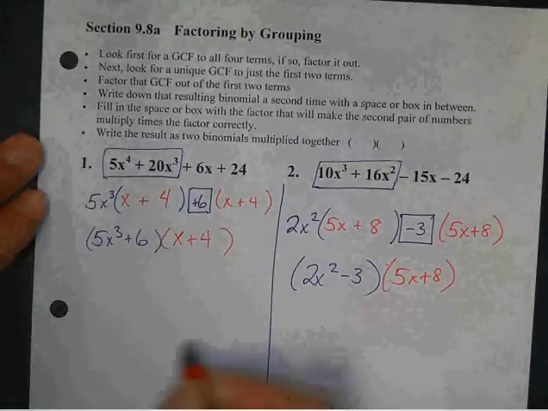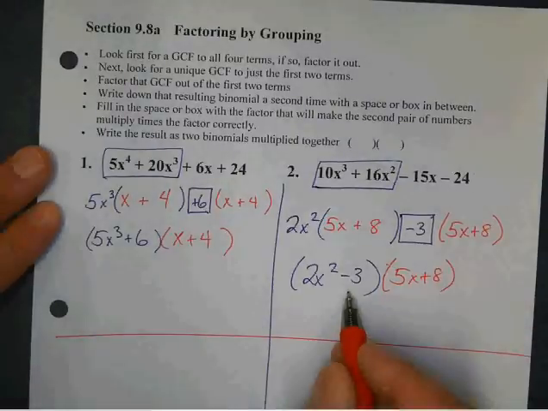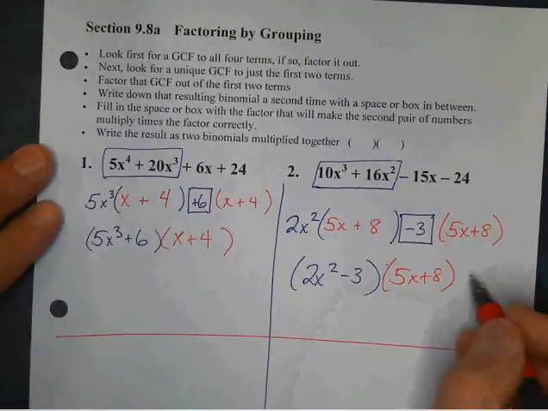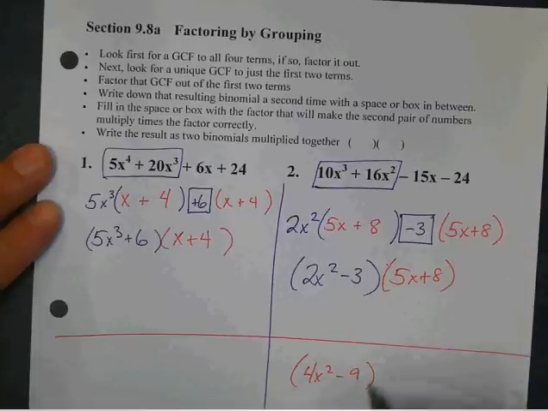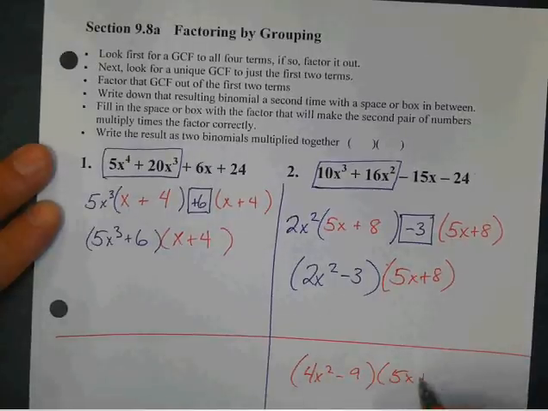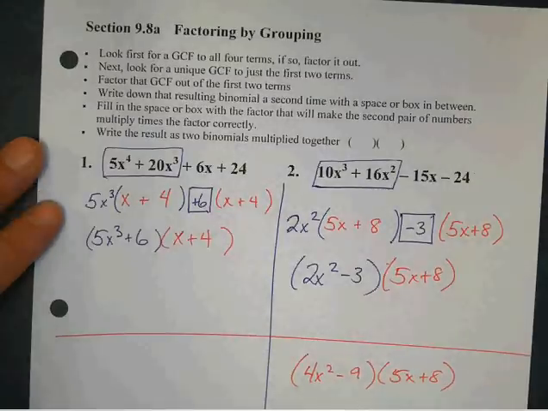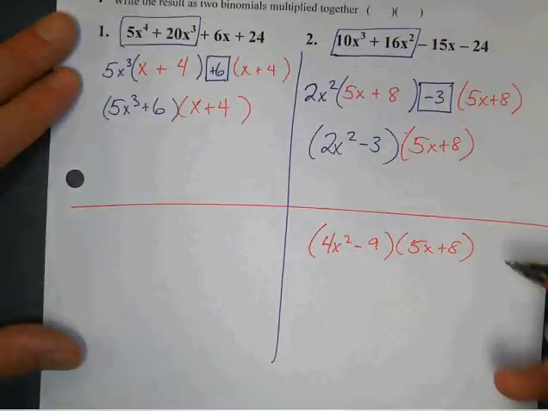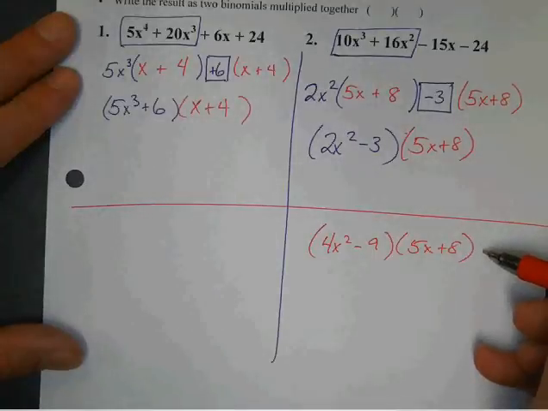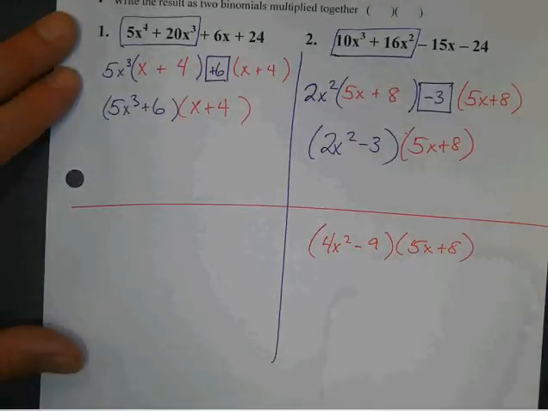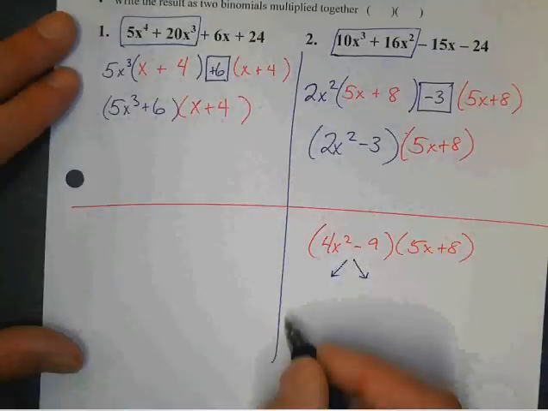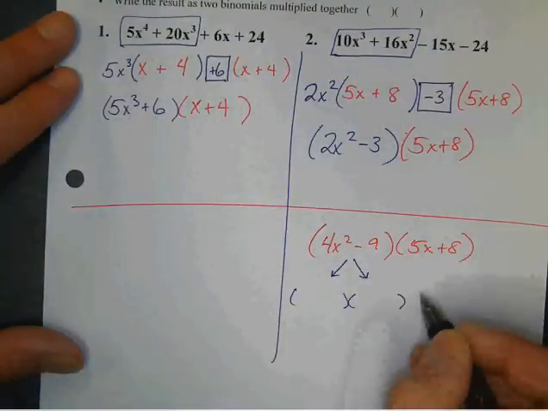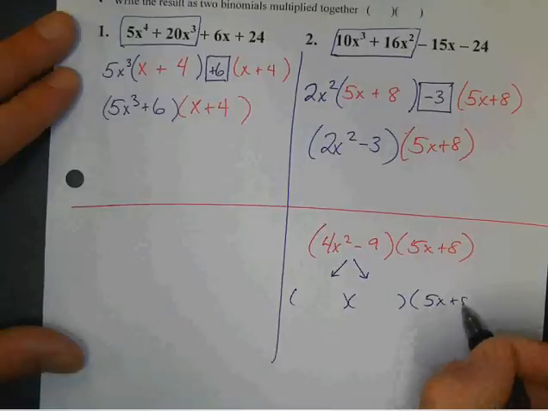Well, let's just say that instead of 2x cubed minus 3, when we got to this step, we got something like this: 4x squared minus 9 times 5x plus 8. What if we had gotten that on the third line? Then we'd take this part of the problem and we'd split it up. Do you remember from a couple days ago how to split that up? Because you'd still have the 5x plus 8 at the back.